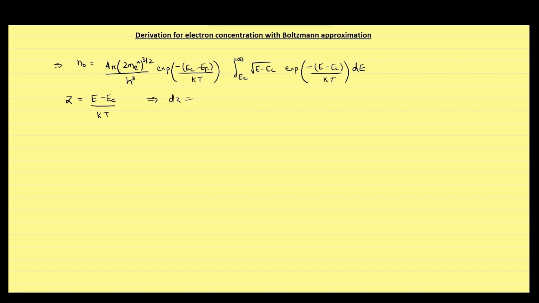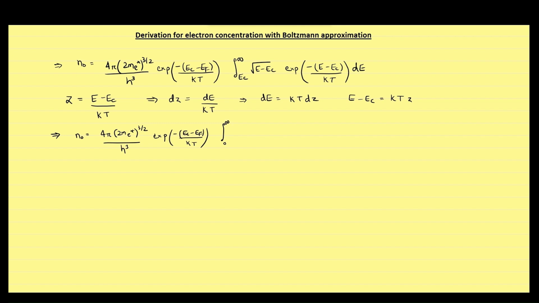Differentiating will give dE upon kT. We have two expressions: dE is equal to kT into dz, and also E minus E_C is equal to kT into z. Now, we will put the value of E minus E_C in the integral expression, which will give us the limits of the integral changed to 0 and infinity.